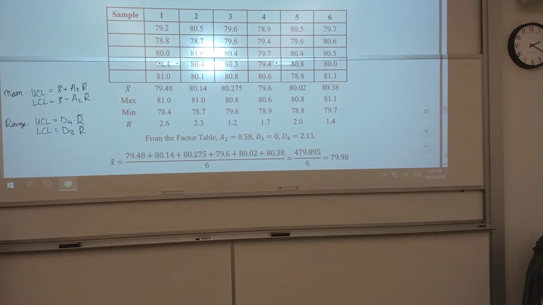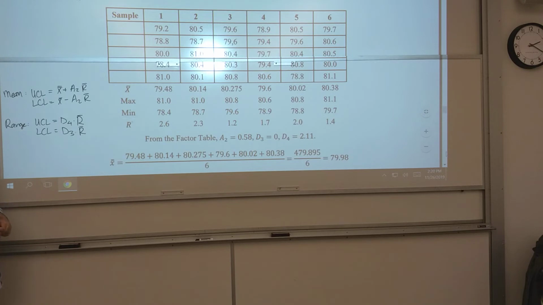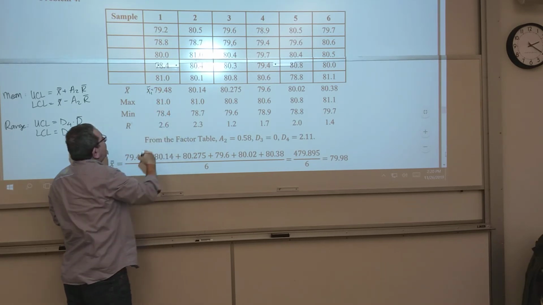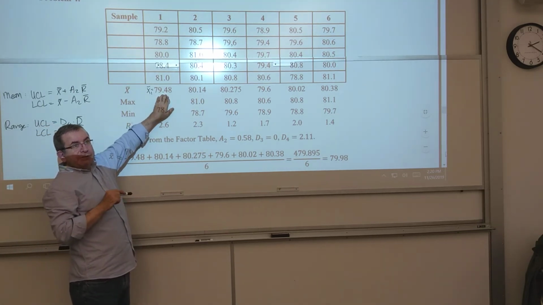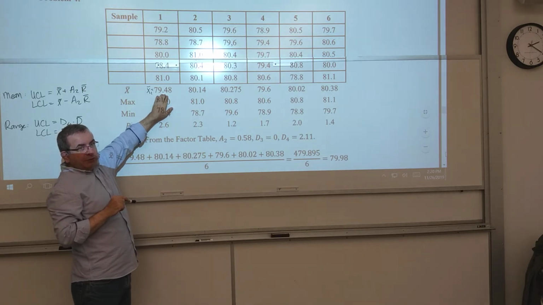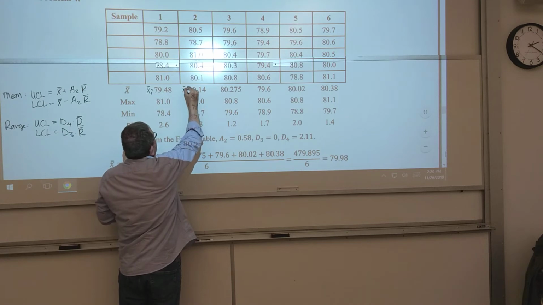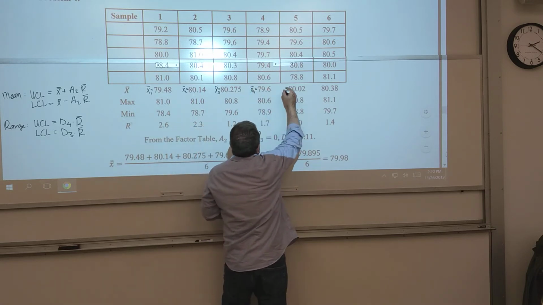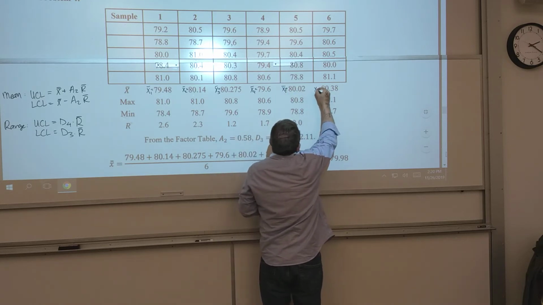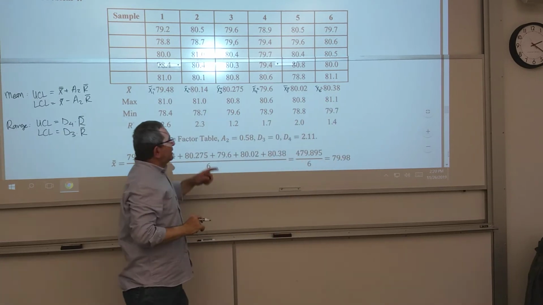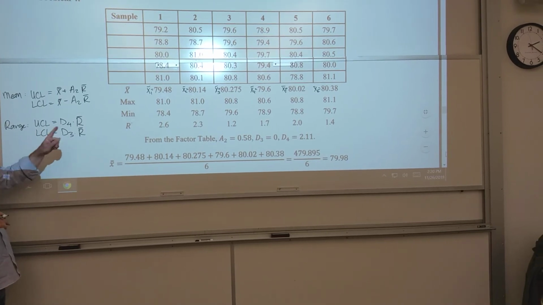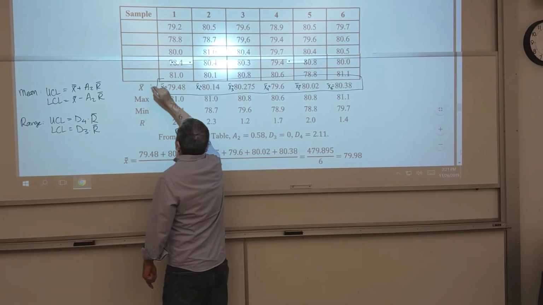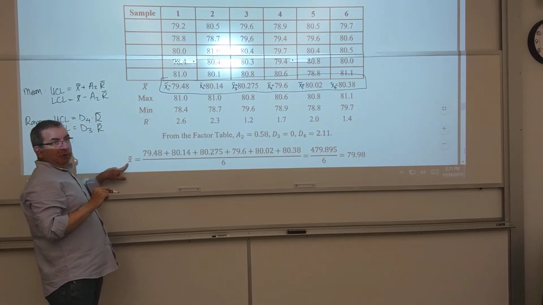So let's find x double bar. To find x double bar, I need to find the sample means. I take the average of the first sample. This will be x1 bar, average of the first sample. This will be x2 bar, average of the second sample, then the third, fourth, fifth, and sixth samples. So these are sample averages. To calculate x double bar, I need to average these.